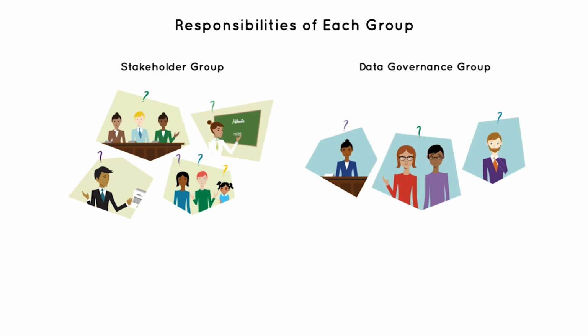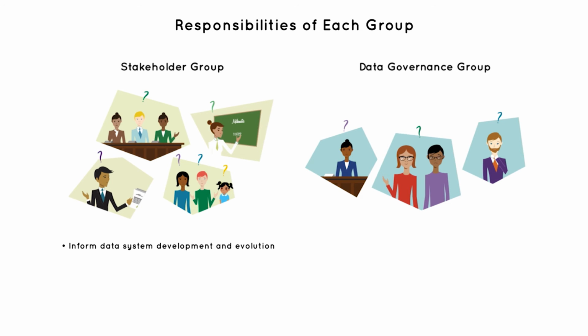What responsibilities does each group have? Stakeholder groups inform and influence the initial development of the data system and its continuing evolution. Their input ensures that the data, reports, and tools fulfill the goals of the data system and the needs of its users.